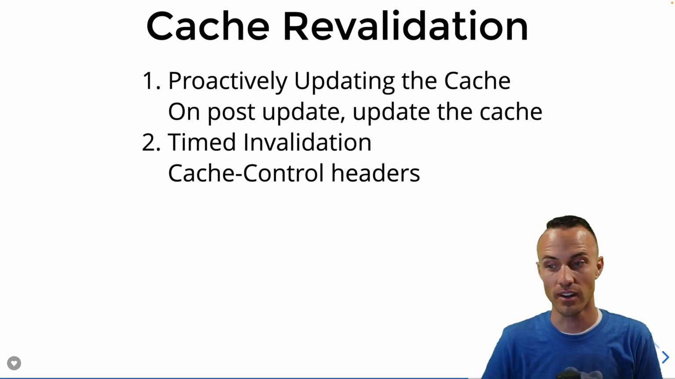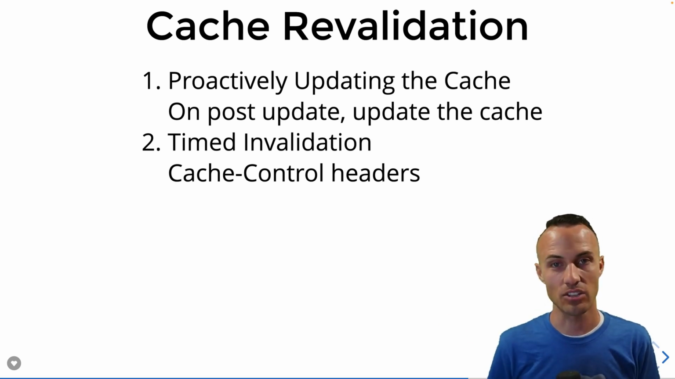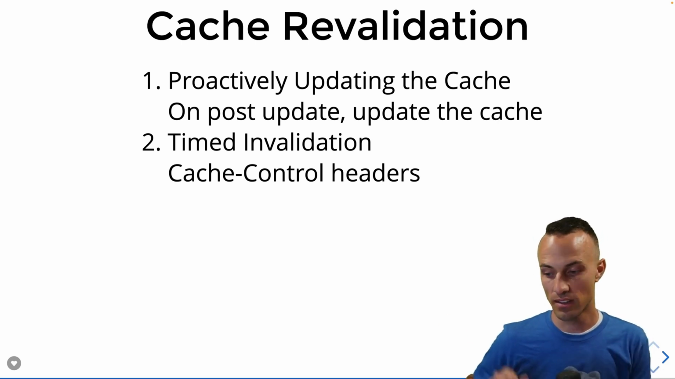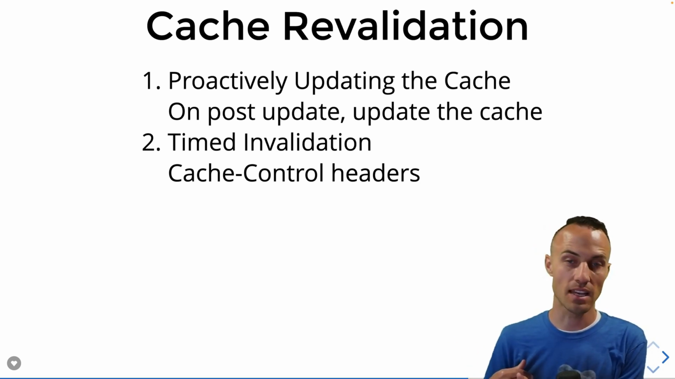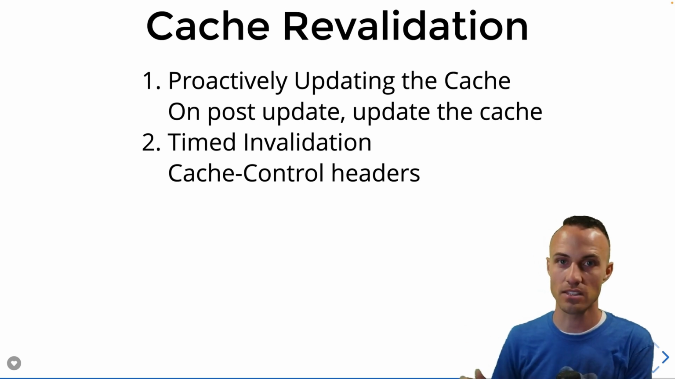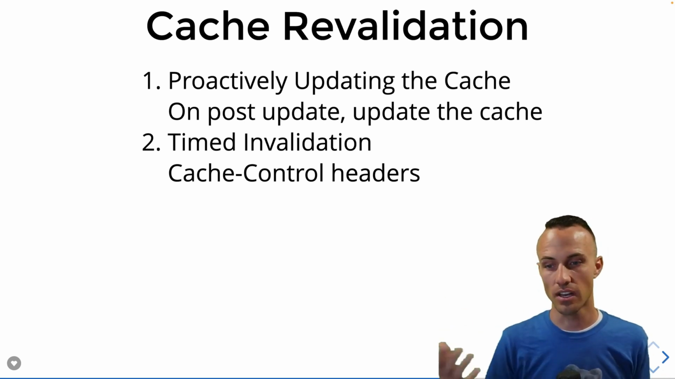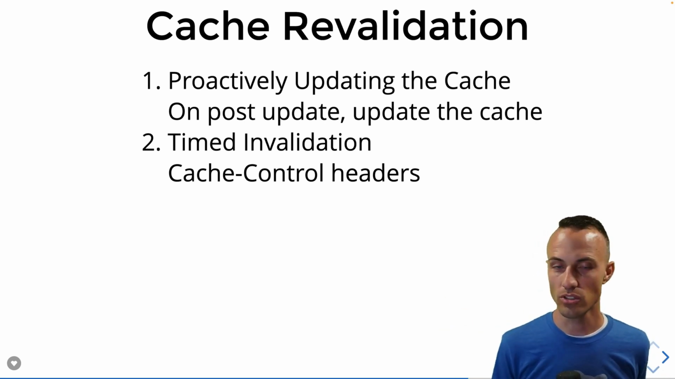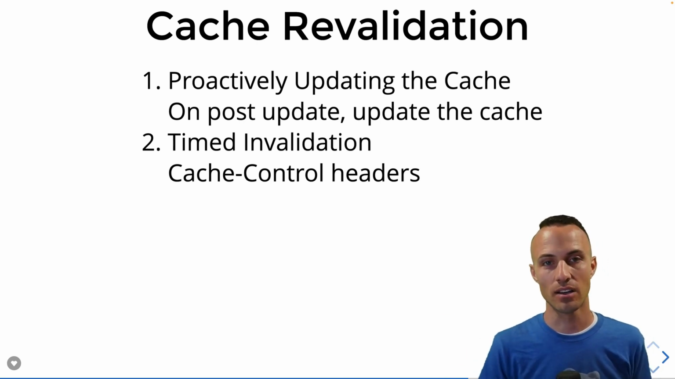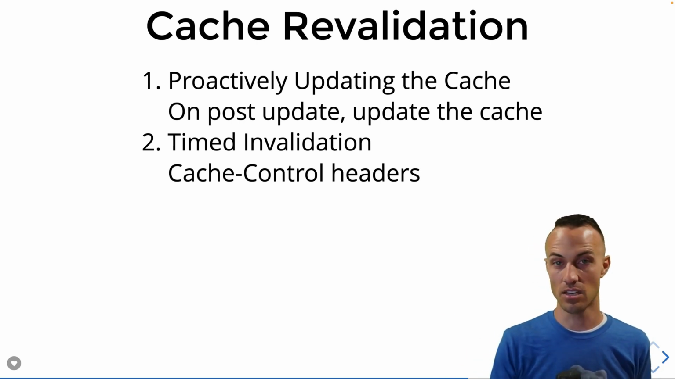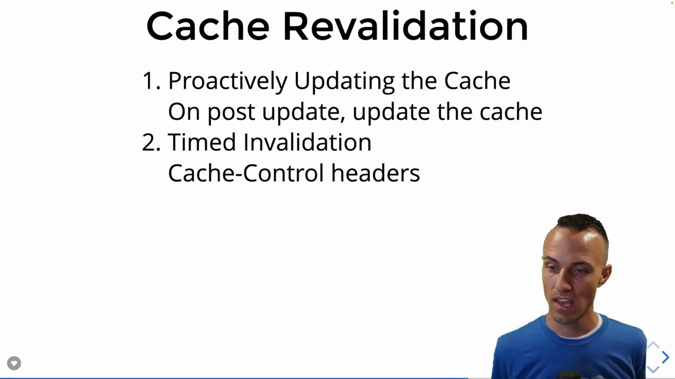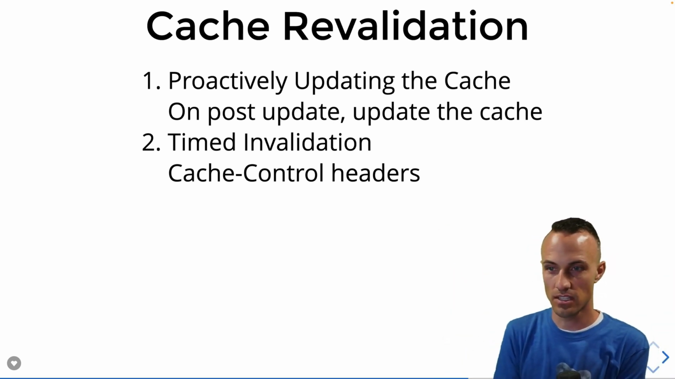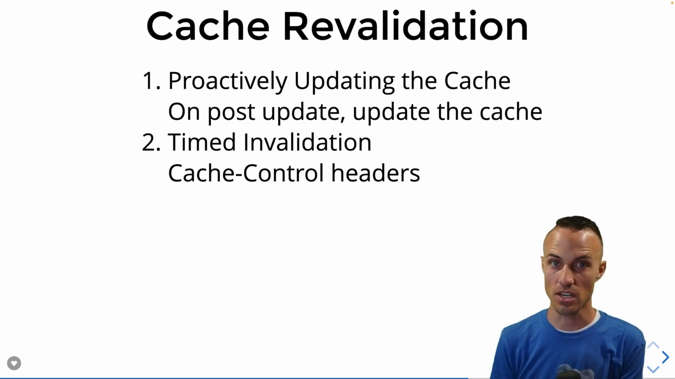Another approach is timed invalidation. A good example of this is cache control headers. So when a browser makes an HTTP call to a server, that server can send a header back on the response that has a couple directives for the cache control. And one of those is max age. So you can say how long you want this HTTP response to be cached in the browser cache. The browser has a cache built in. It's awesome. And so you can say, I want this to be assumed valid for 60 seconds.